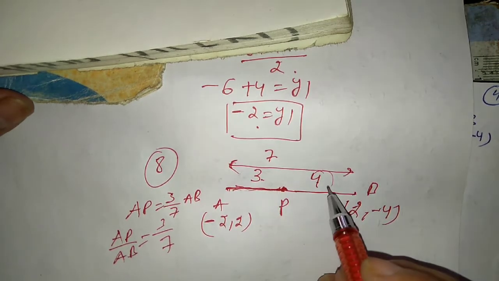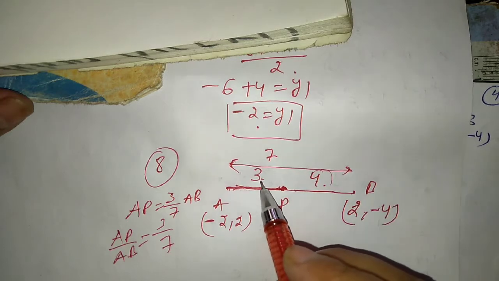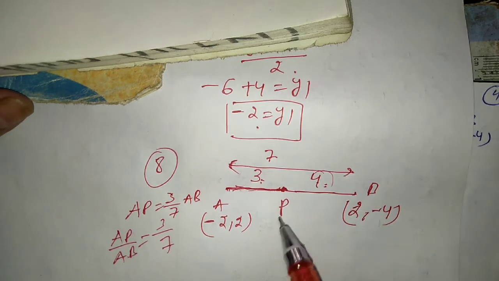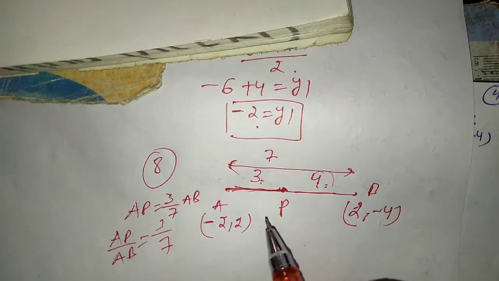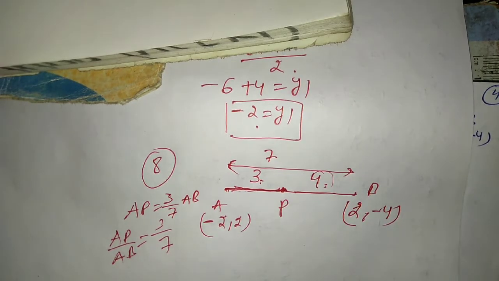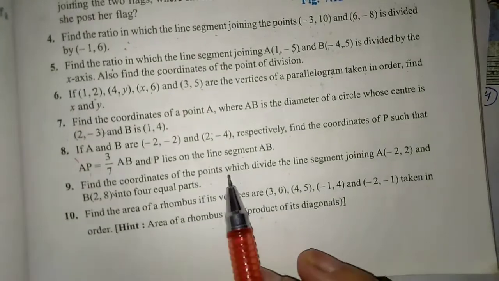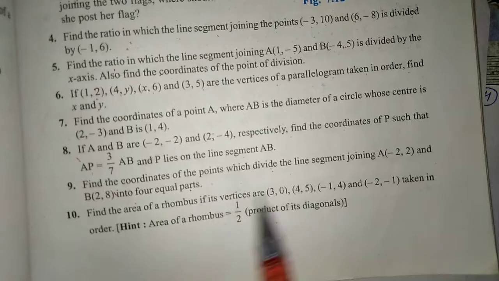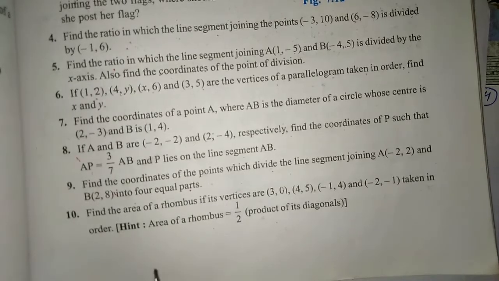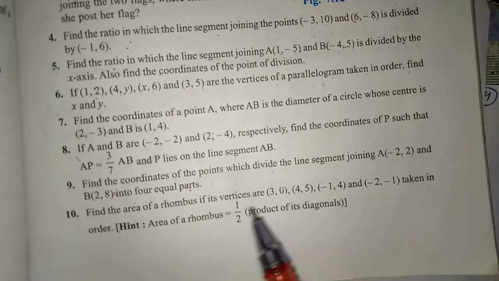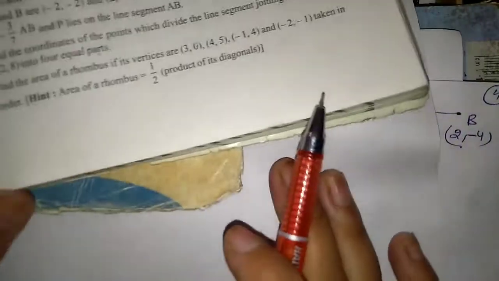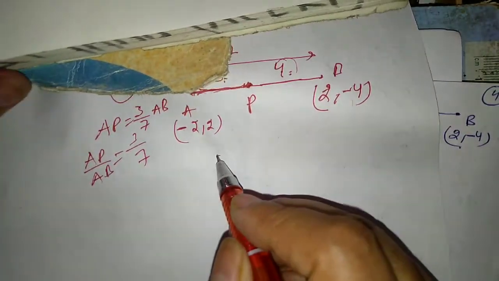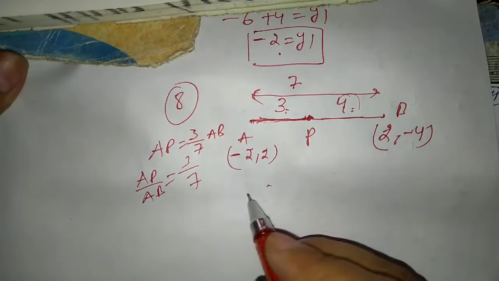This is m1, m2, or we can write m and n. Now we can find the coordinates of point P with the help of the section formula. Similarly, 9th question: find the coordinates of the points which divide the line segment joining these two points into 4 equal parts. We have done this in question number 2. There was trisection. Here there are 4 sections.